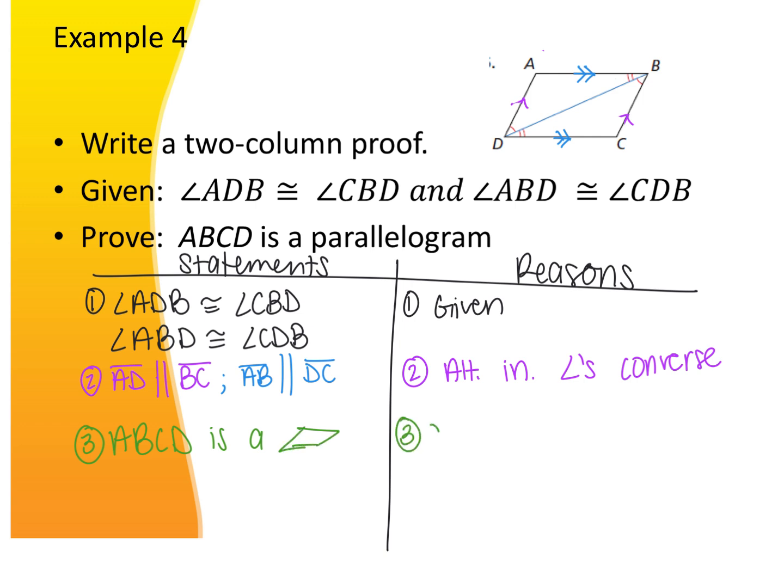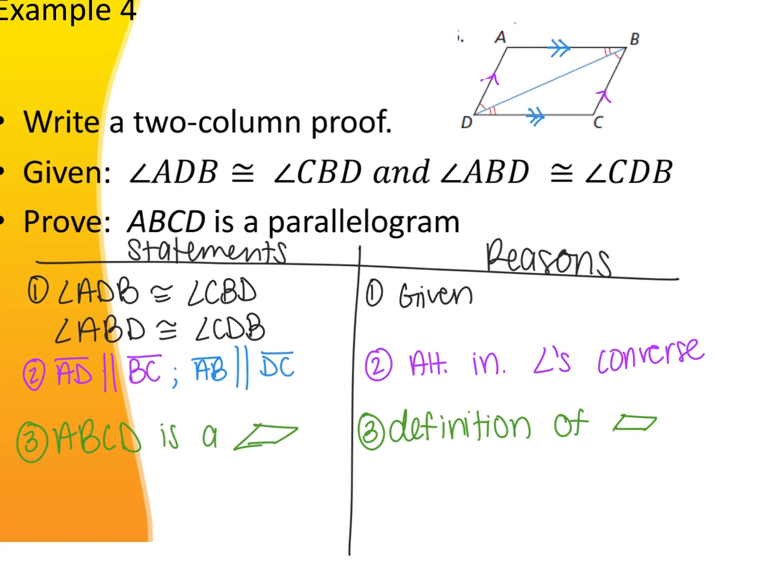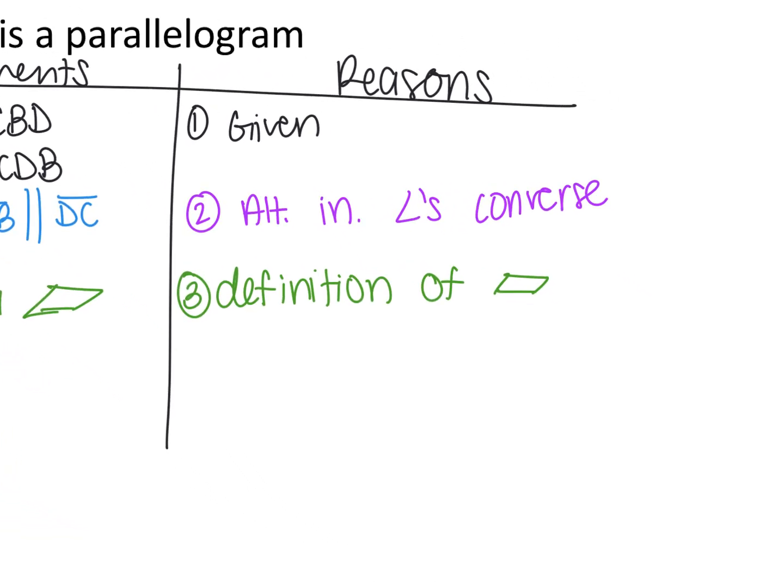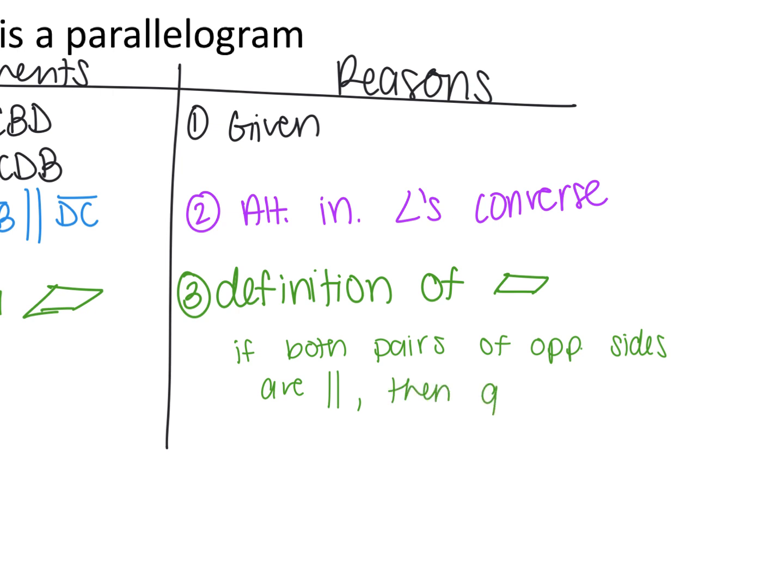How do I know that? Definition of a parallelogram, and I'm going to write what the definition of a parallelogram is so we know what that is. If both pairs of opposite sides are parallel, then the quadrilateral is a parallelogram. Okay, so that's what it means. So this is a short proof.